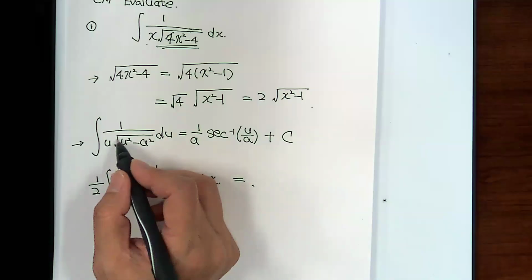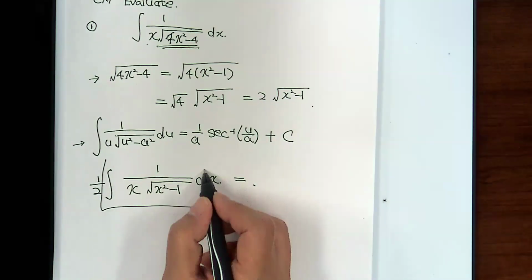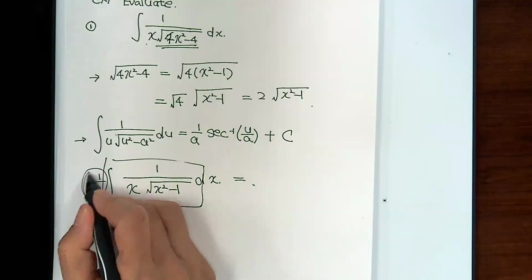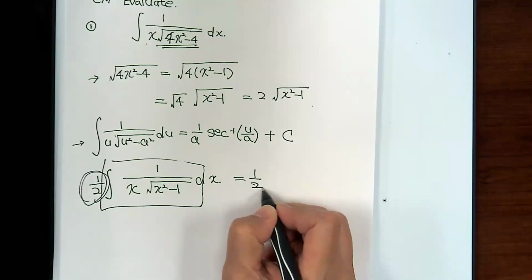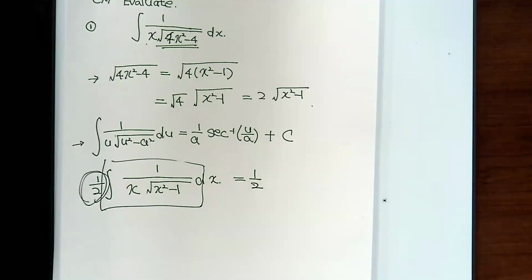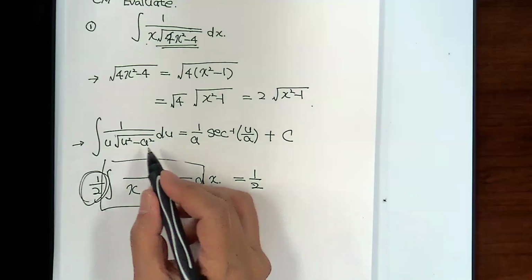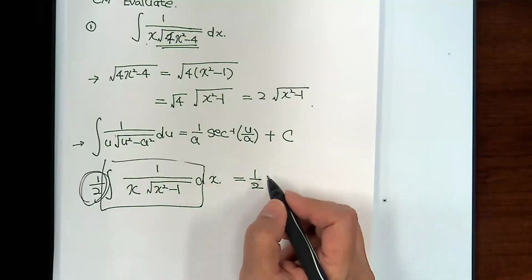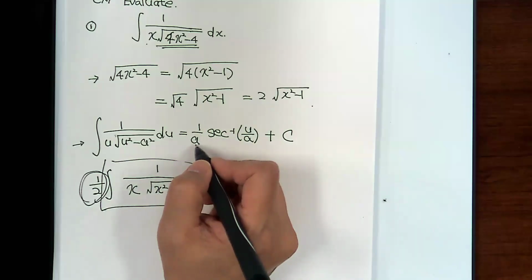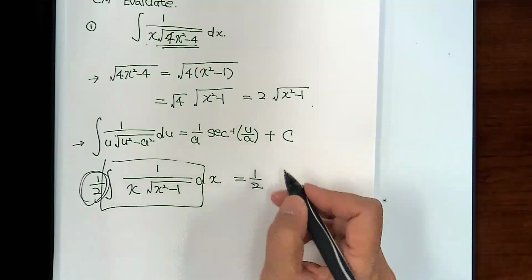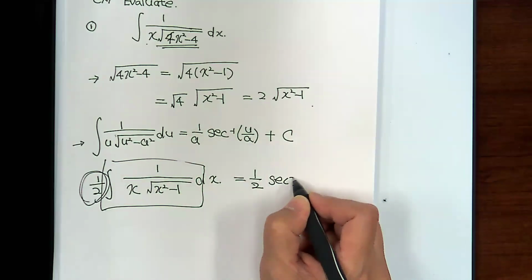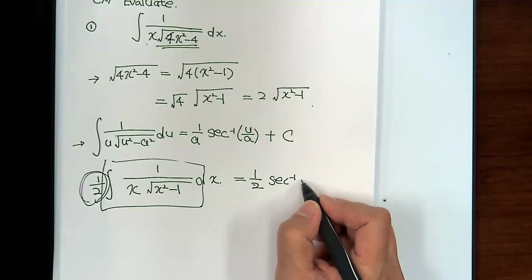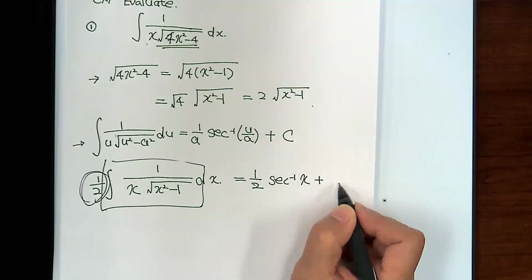So we relate this one with this part, and this one is just written in front of the integral. Then we realize a is 1 because 1 is 1 squared. So we don't have to write 1 over 1. So we have secant inverse of u, which is x, plus c.